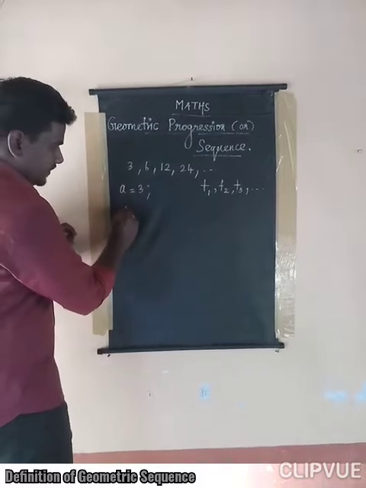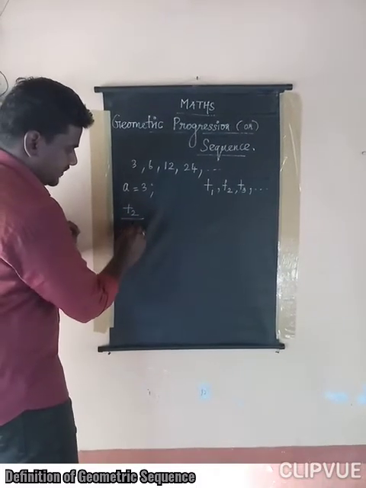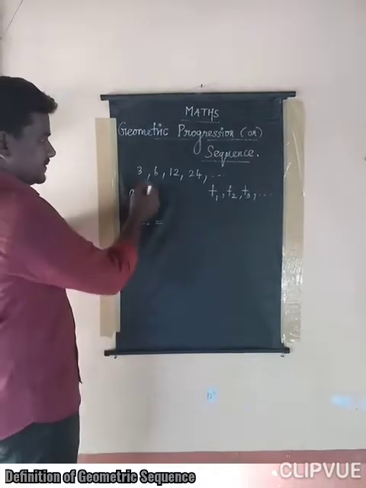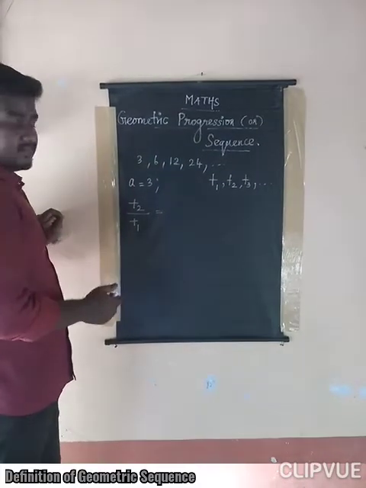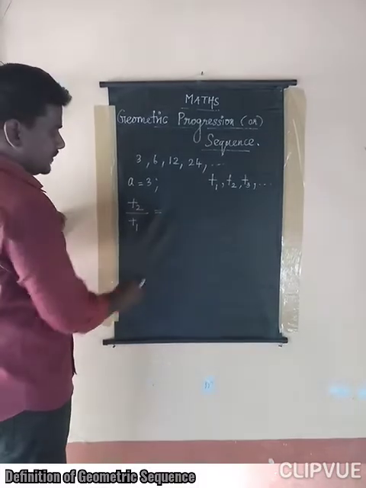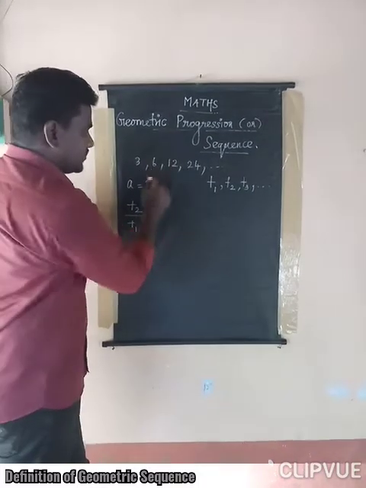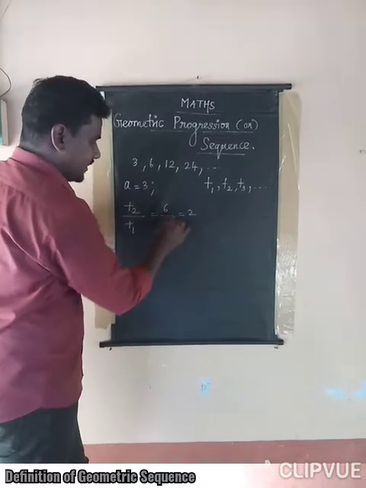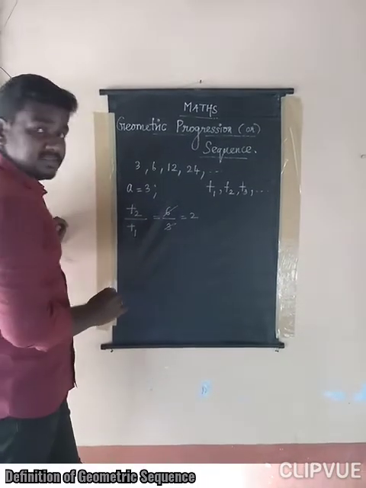See, term 2 divided by term 1 is called a ratio. If you divide the second term by the first term, you get one value. That is called a ratio. So 6 by 3 is equal to 2. 1 time, 2 times. So the answer is 2.